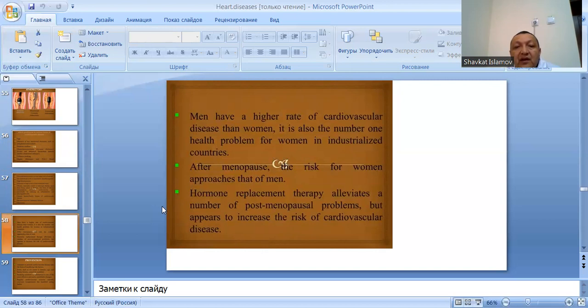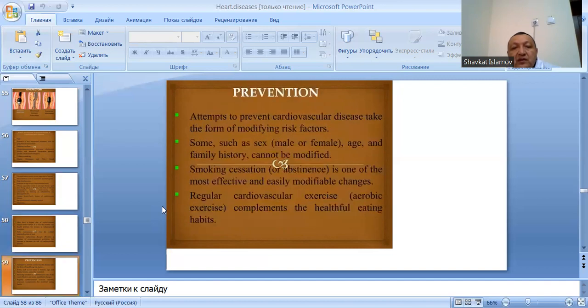Men have a higher rate of cardiovascular disease than women. It is always the number one health problem for women in developed countries. After menopause, the risk for women approaches that of men. Hormone replacement therapy alleviates a number of postmenopausal problems, but appears to increase the risk of cardiovascular disease.